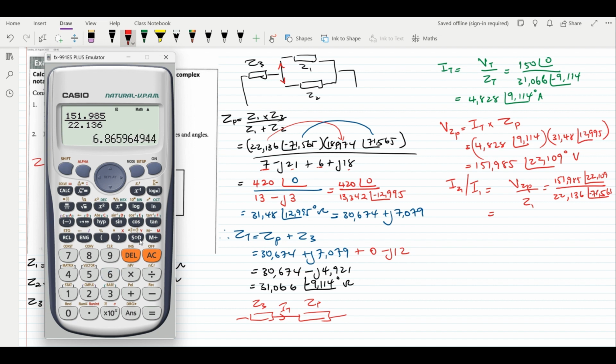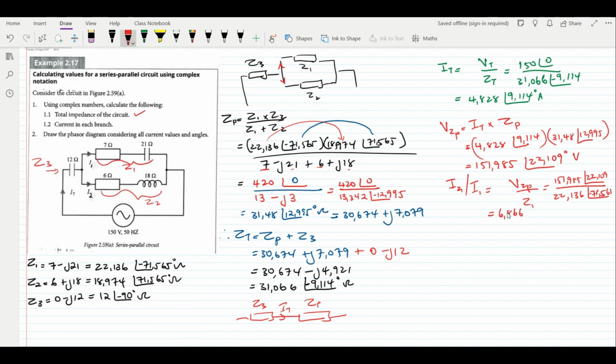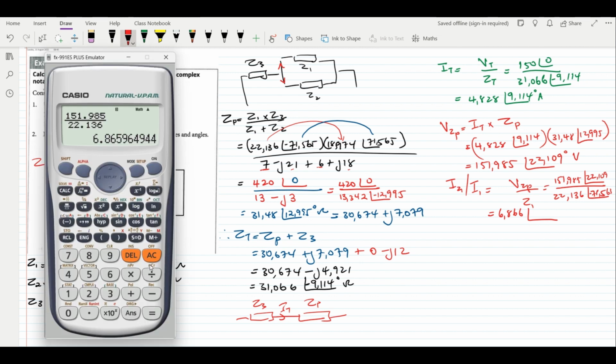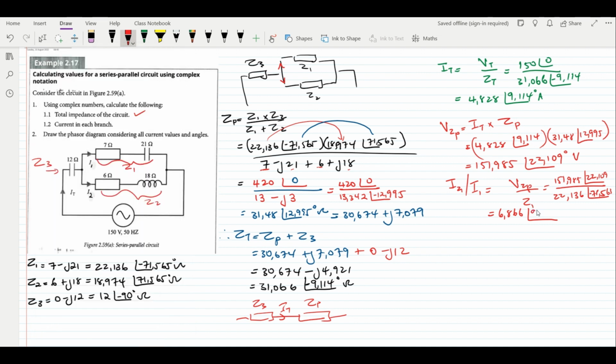6.866, at an angle of, what is our angle here? It's 22.109 minus negative 71.565. Like that, we get 93.674. That is 93.674 degrees amperes.